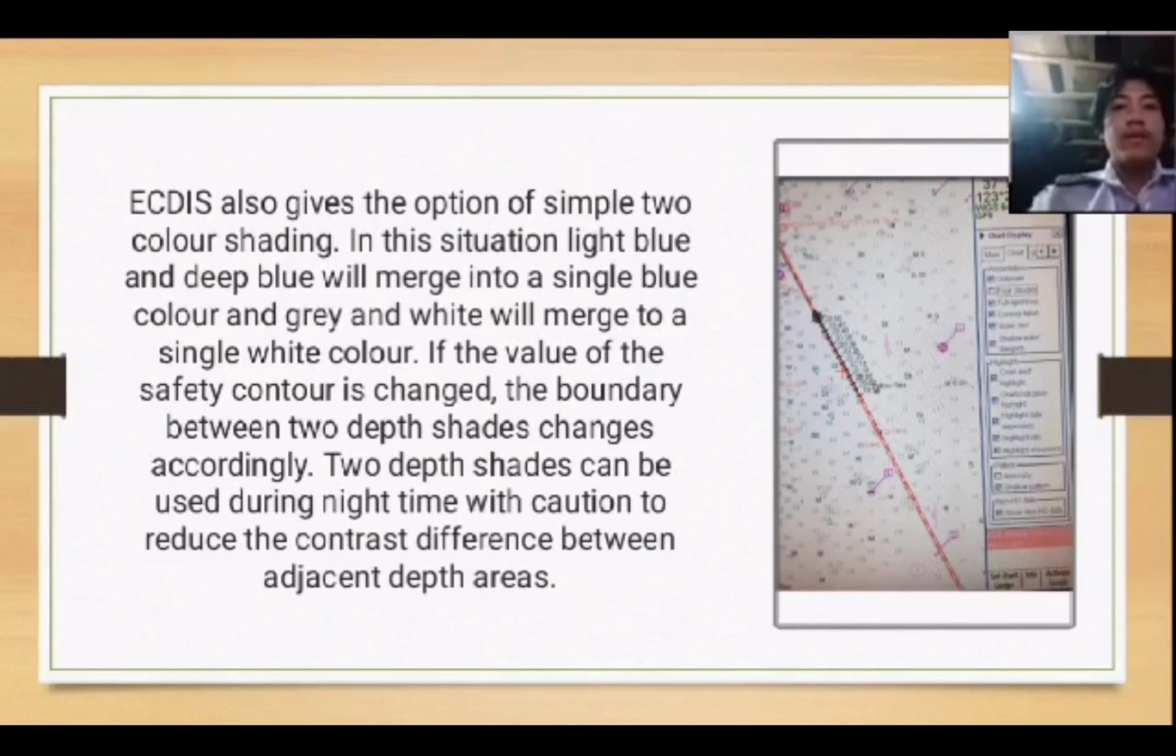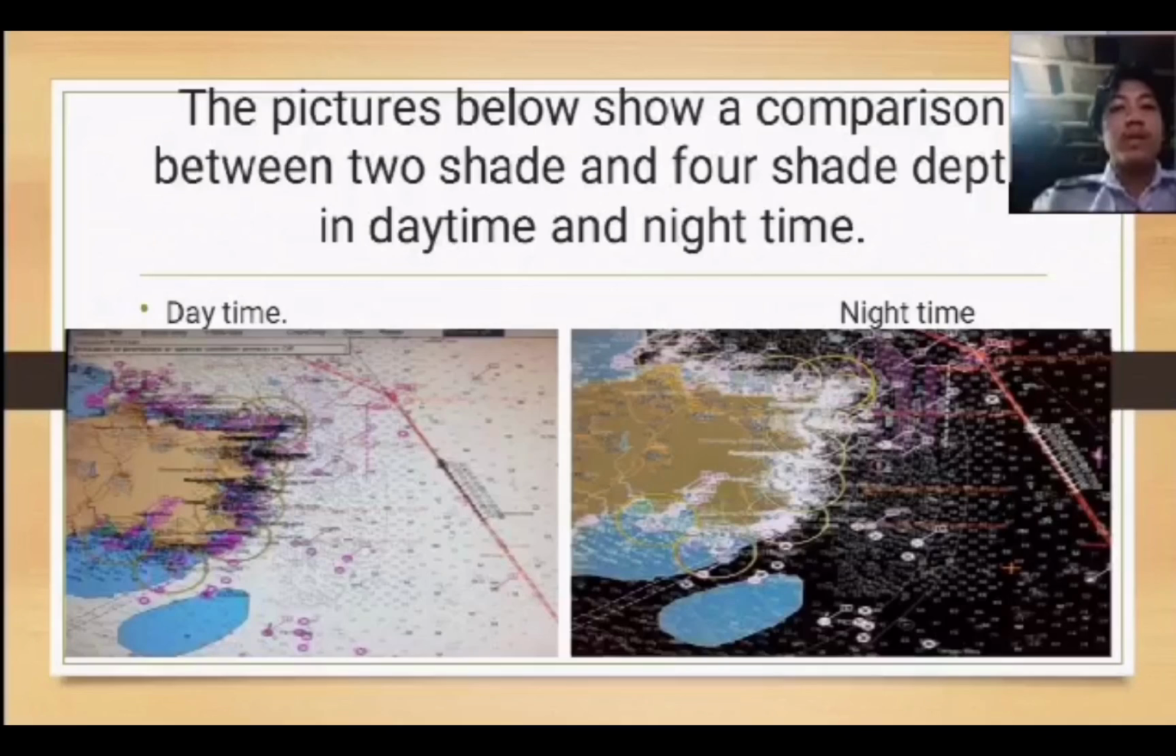This also gives the option of simple two-color shading. In this situation, light blue and deep blue will merge into a single blue color, while gray and white will merge into a single white color. If the value of the safety contour is changed, the boundary between two depth shades changes accordingly. Two depth shades can be used during nighttime with caution to reduce the contrast difference between adjacent depth areas.